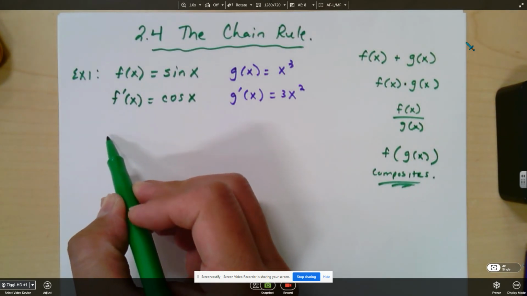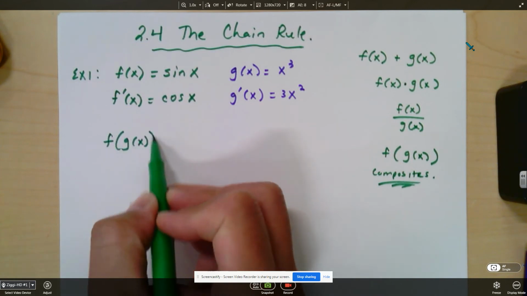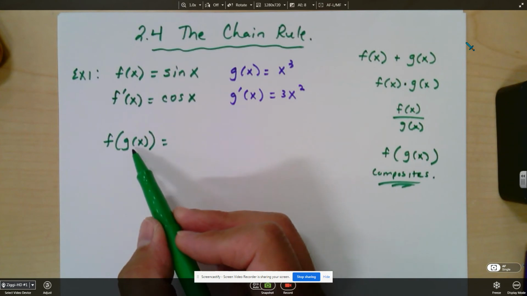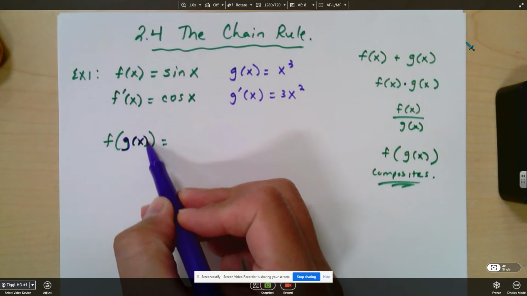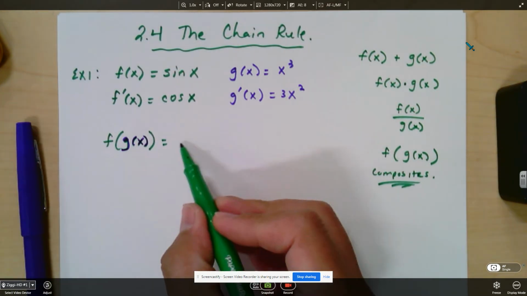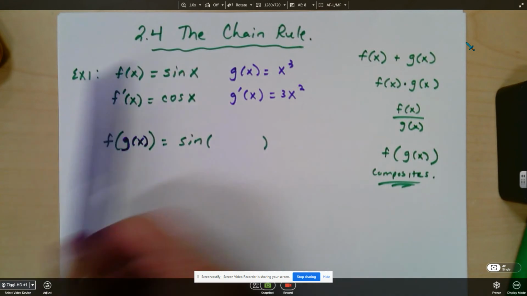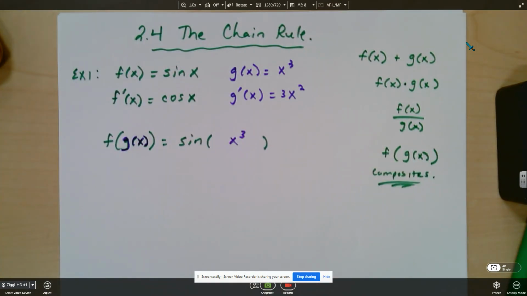Let's call it f of g of x. So what this means is I take the g of x equation and I plug it into the f of x equation. So here was f of x, and I compose the g of x inside there. So you guys are working with composite functions now.